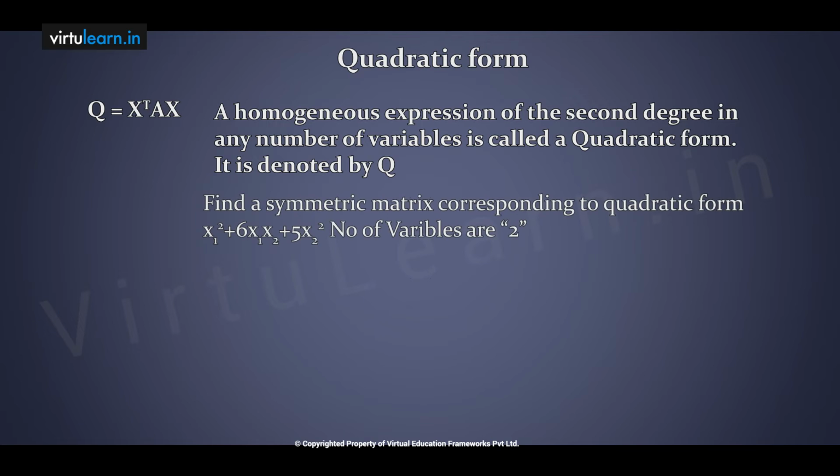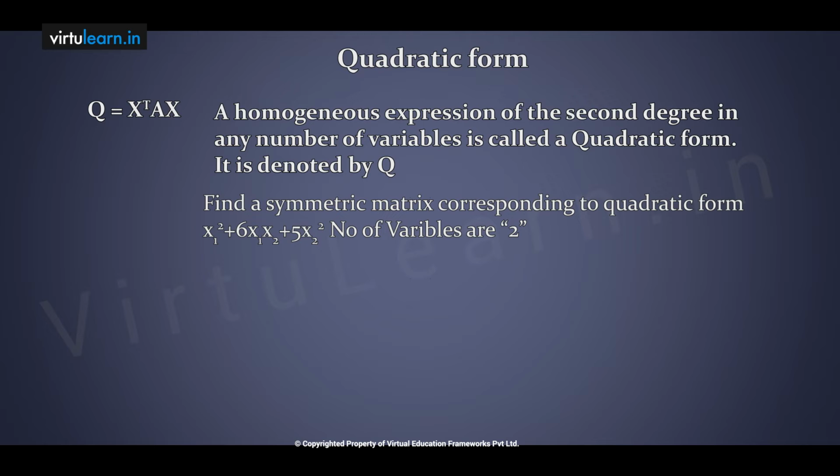Find a symmetric matrix corresponding to the quadratic form x1 square plus 6x1 x2 plus 5x2 square. Now observe this one. This is a quadratic form. The power of x1 is 2. The next term is 6x1 x2. The power of x1 x2 is 1 plus 1 is 2. The power of this total term is 2. Next term is 5x2 square. The power of x2 is 2.